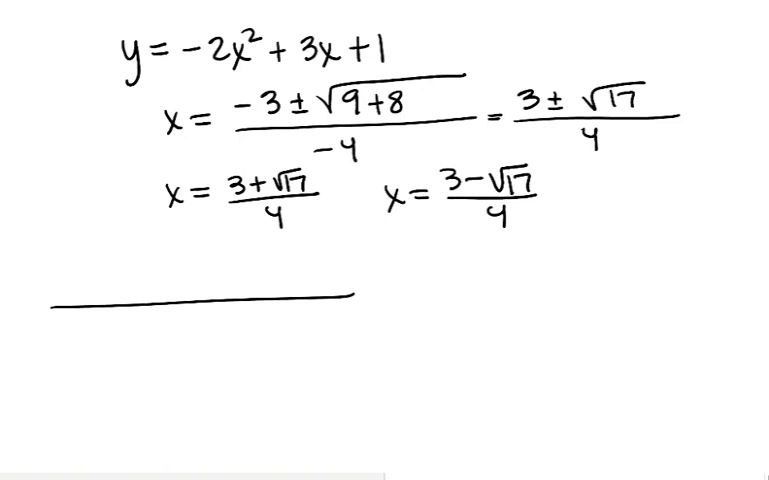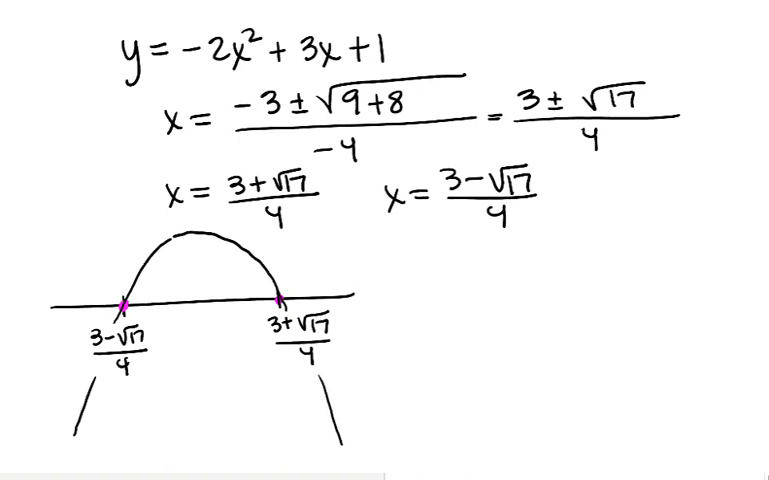Well, 3 plus the square root of 17 divided by 4 will be the bigger one. Then 3 minus the square root of 17 divided by 4 will be the lower one. And this is a downward opening parabola, so I will plot the zeros and draw a downward facing parabola through those points. And there I've got myself a good sketch.